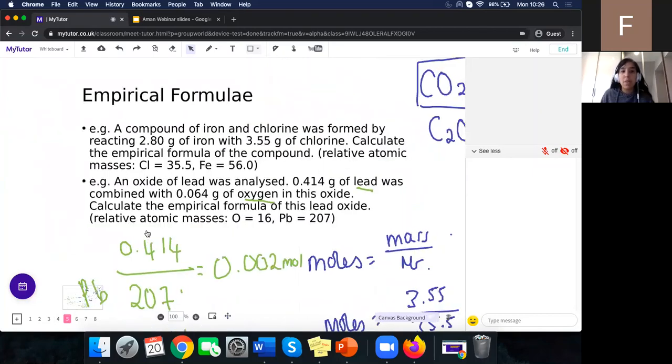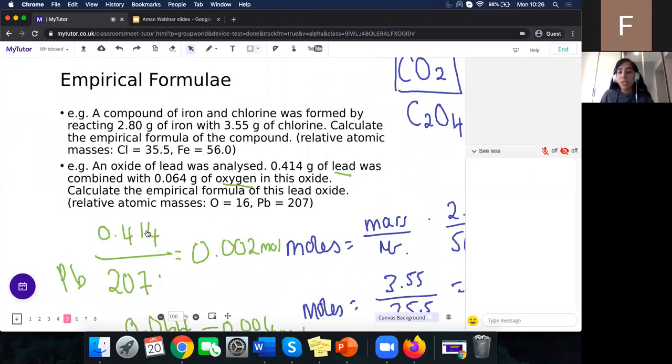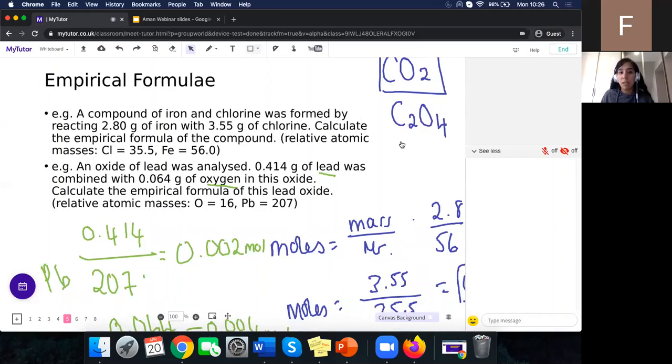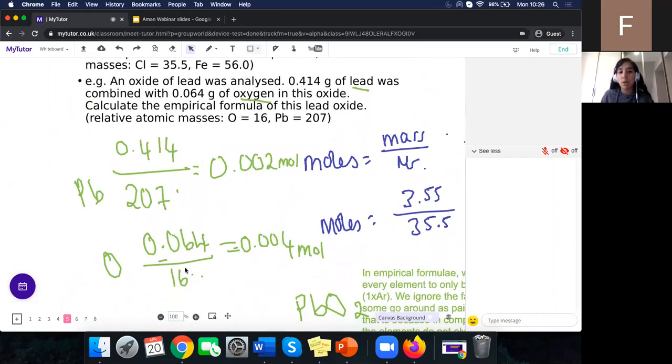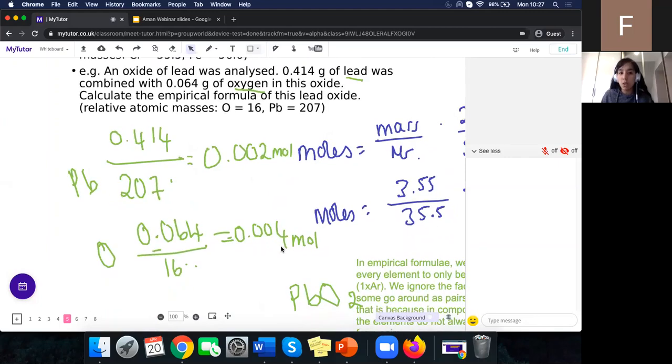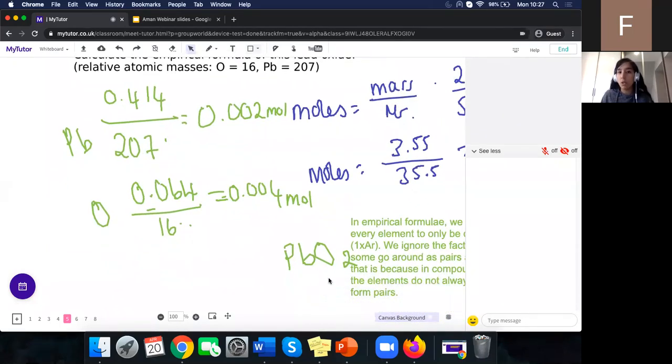And then we looked at empirical formulae, which we again use the same equation, moles equals mass over the formula mass. And we will usually have 2 or 3 elements in there, and we need to calculate the ratios of those elements to then be able to look at what the simplest ratio for the compound is. So for example, we did lead oxide, which we said that lead, the number of moles was 0.002, and the number of moles of oxygen was 0.004. So as a simplest ratio, that is 1 to 2, so it became PbO2.